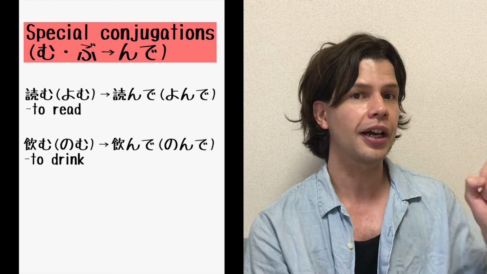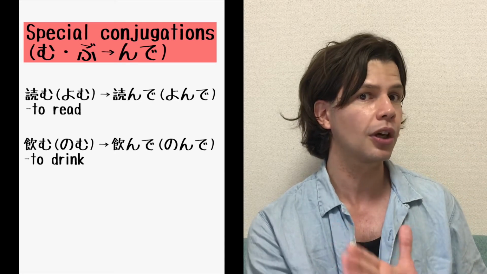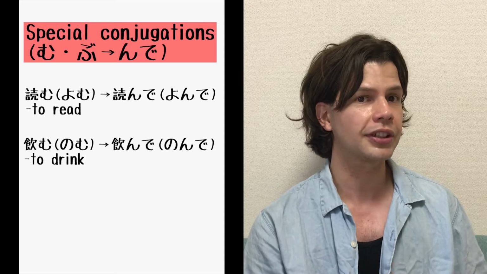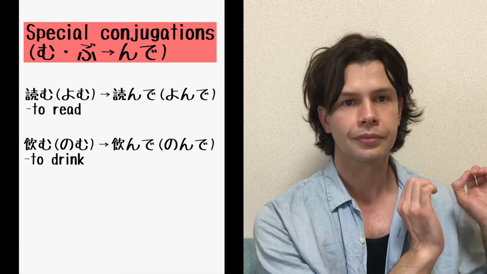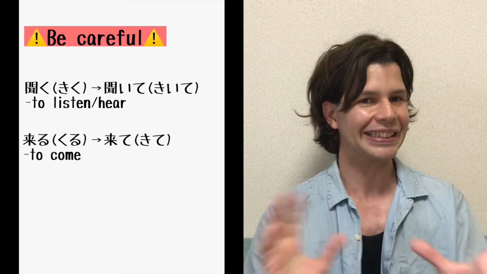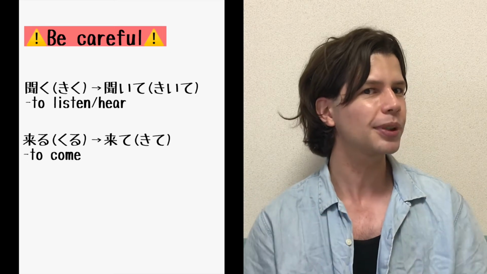Now, sometimes when they end in mu or bu, they will have a little n and then they will have te. And sometimes the te will also be de. Be careful, okay? Yonde, nonde, for example, okay? Read and drink. Those are a few examples. I will not be sharing the whole list, but sometimes you will have to remember some of them. For example, kite, listen. Kite, come. Sometimes there are some small differences that probably you should know. Please study those ones. We will move on to how to use them.